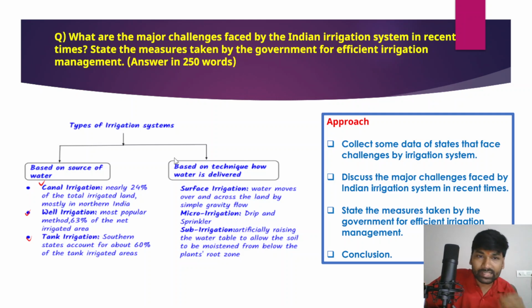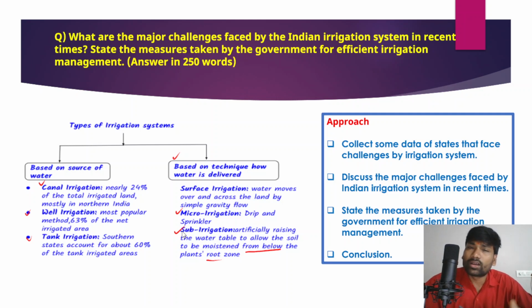And on the basis of the technique by which water is actually delivered, it can be further categorized into surface irrigation, where water moves over and across the land by simple gravity flow. Secondly, micro irrigation, which can be either drip irrigation or sprinkler irrigation. And sub irrigation, artificially raising the water table to allow the soil to be moistened from below the plant's root zone. So these are different types of irrigation.